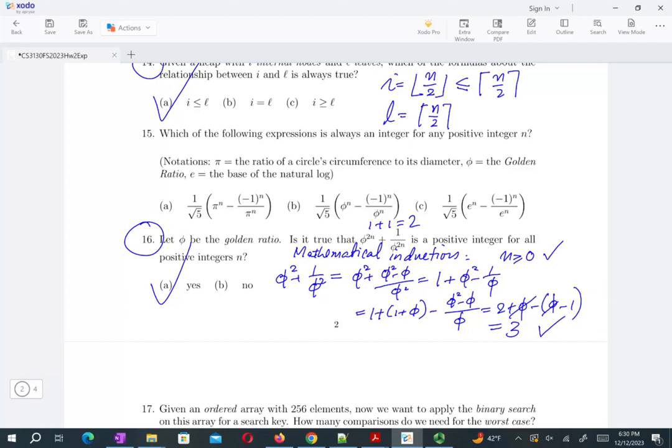So we verify when n equals 0, correct. When n equals 1, correct. These two base cases, correct. Then we can make the mathematical induction assumption. Okay. So induction assumption.